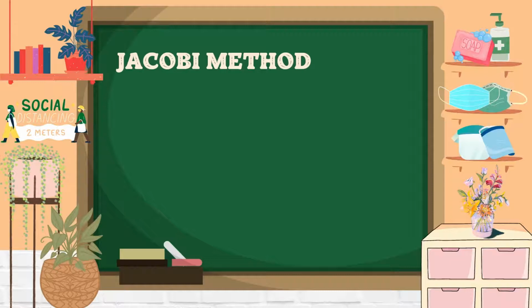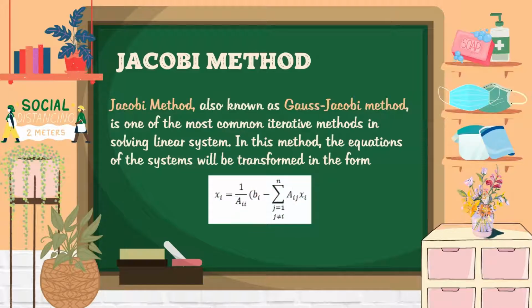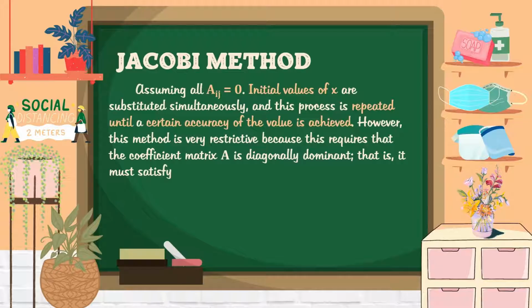So our next iterative method, the Jacobi method. The Jacobi method, also known as the Gauss-Jacobi method, is one of the most common iterative methods in solving linear systems. In this method, the equations of the system will be transformed into the form of this particular equation. Assuming all a sub ij is equal to 0, initial values of x are substituted simultaneously, and this process is repeated until a certain accuracy of the value is achieved.